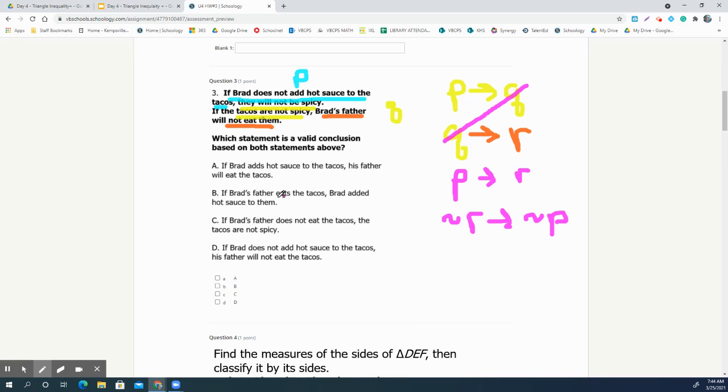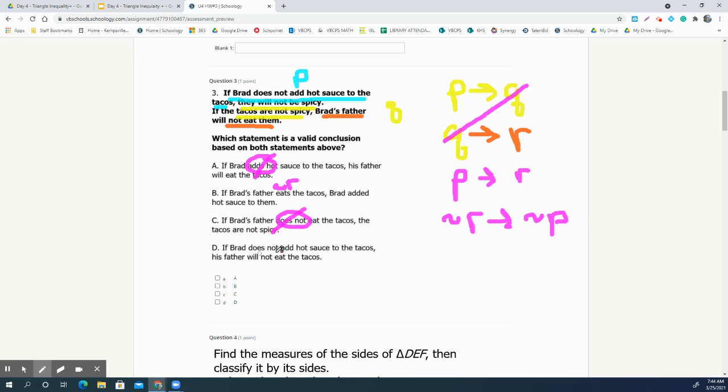So I'm going to predict my answers before I go look at them. If Brad does not add hot sauce, that needs to be at the beginning. If Brad does, there's no knot in this one, so it can't be right. If Brad's father eats the tacos, that could be R. He does not eat them, so this is not R. If Brad's father does not eat the tacos, that's the R. I can't start with an R.